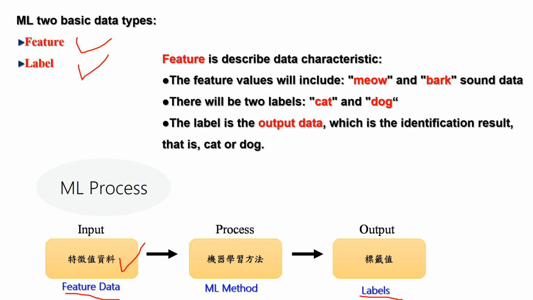One is the input, feature is the input, label is the output. And feature describes the data characteristics, okay? And the feature values will include the meow of the cat, right? Bark is a dog. So they have meow and bark sound data, okay? Feature values. And there will be two labels, okay? Cat and dog, two labels. Okay, the label is the output data, which is the identification result. Sometimes they call it ID result, okay? That is cat or dog, cat or dog.